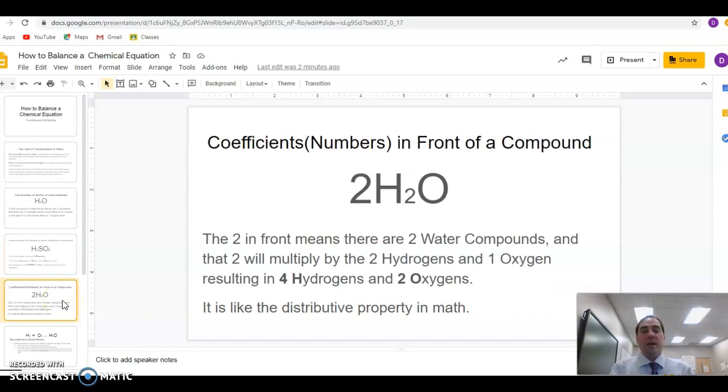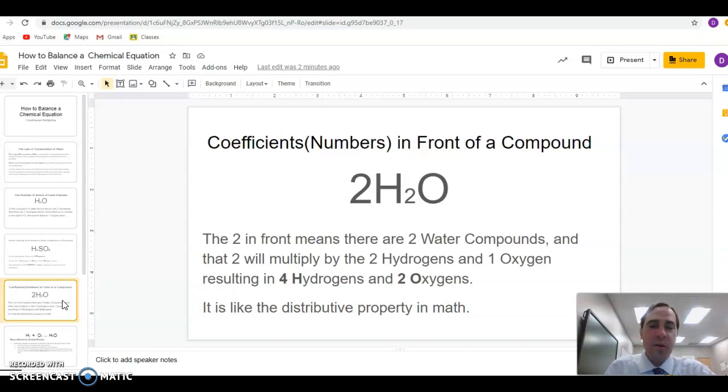So now we're going to add a number to the front. Okay, that's what's known as a coefficient. This is what we're going to be using to balance an equation that shows an unequal amount on the left and right hand side. You'll see that in a minute.